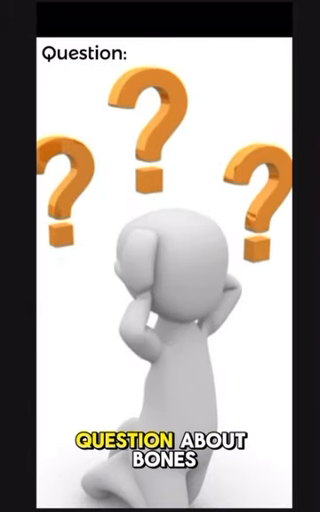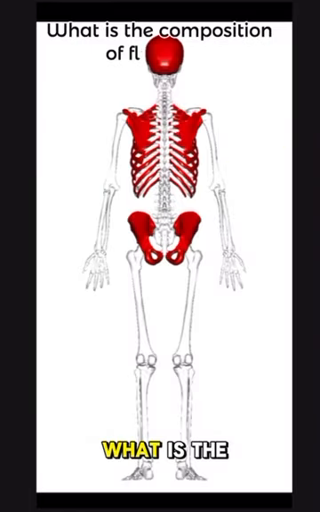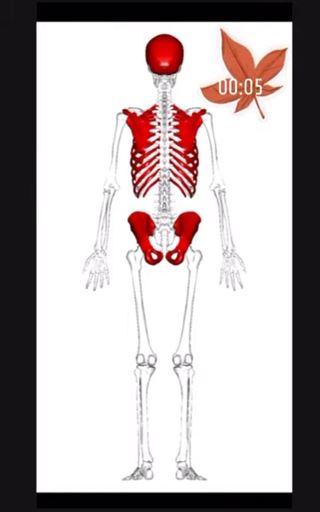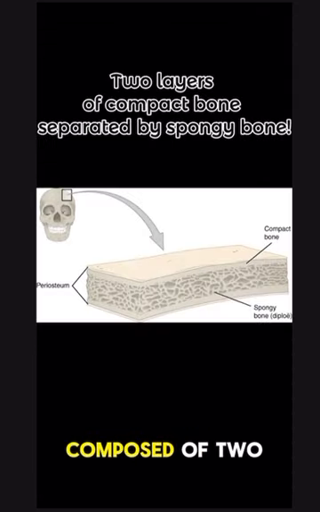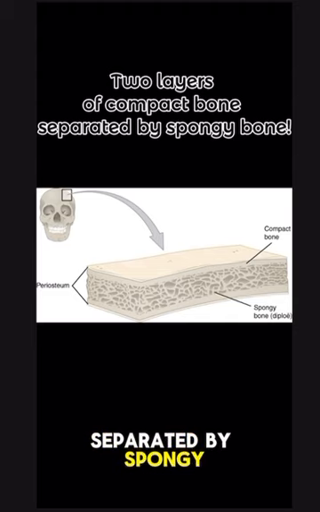So here's our question about bones. What is the composition of a flat bone? A flat bone is composed of two layers of compact bone separated by spongy bone.